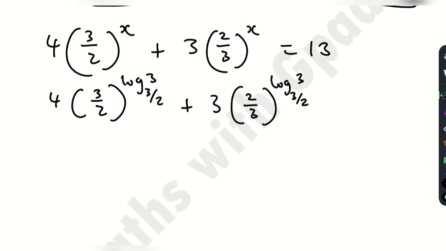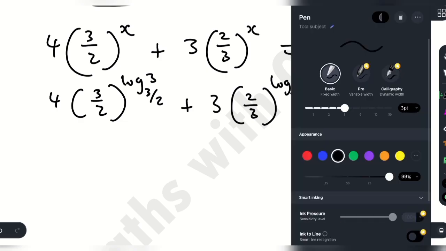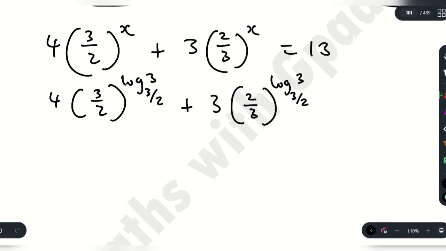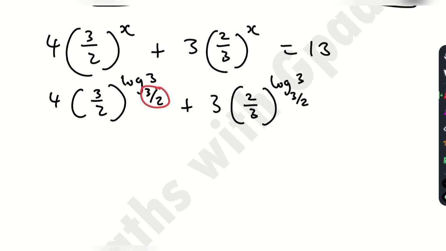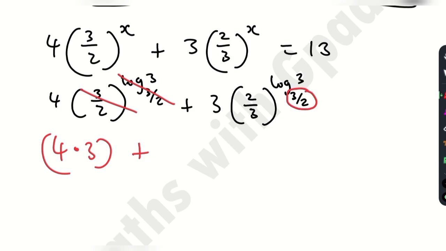Now there's a law of logarithm. If we have the base of the logarithm like this is the base of the logarithm, and this number here, since they are the same, 3 over 2 here, 3 over 2, we can cancel out like this. All right, so that's gone. I just have 4 then times 3. So 4 times 3. Plus, what about this one here? So for this one, this is 3 over 2. But this is 2 over 3.